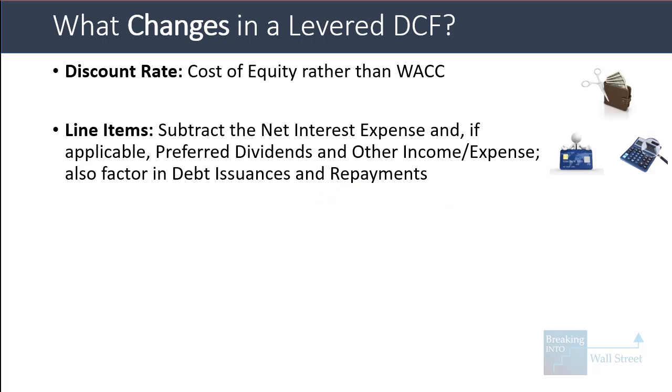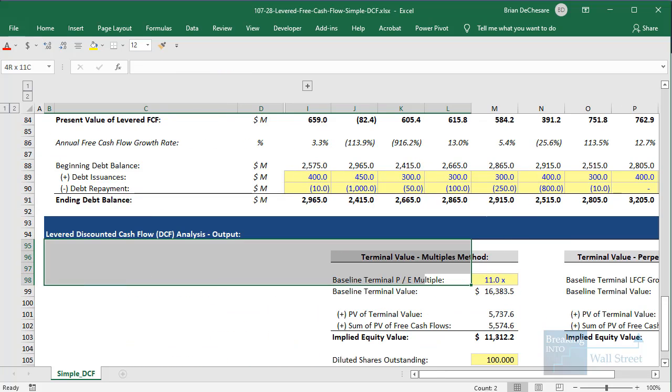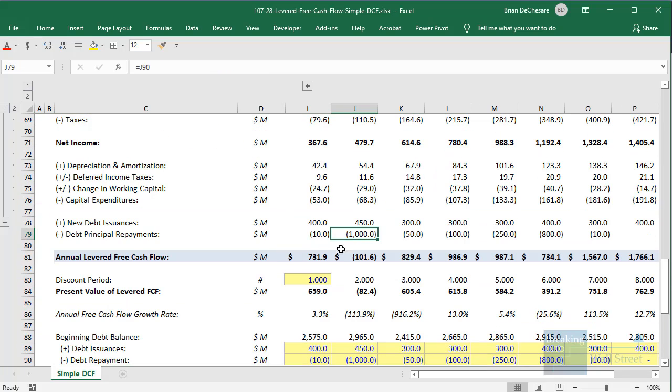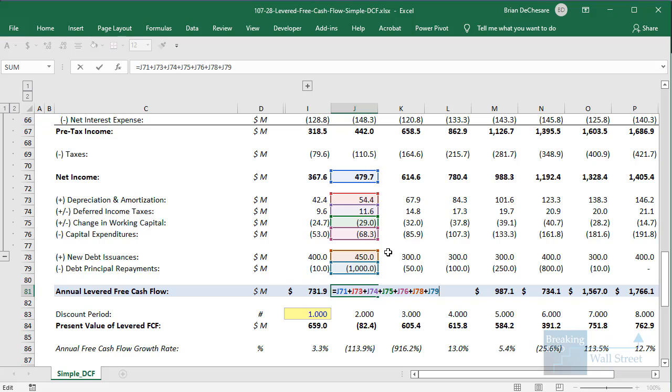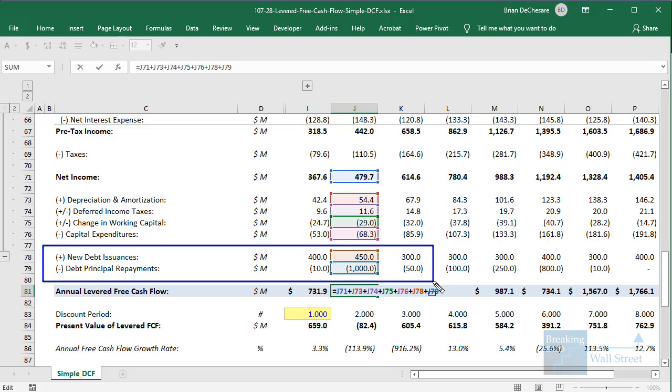The next change is that we need to subtract the net interest expense. And if the company has preferred stock, preferred dividends, and if the company has other income or expense from non-core sources, we also have to factor those in. And then we also have to add the debt issuances and subtract the debt principal repayments. So once again, going back to Excel, you can see most of these changes here with the levered free cash flow analysis. We have the new debt issuances and debt principal repayments.